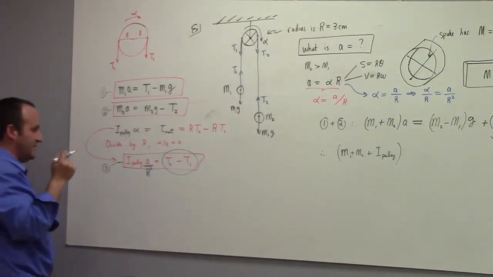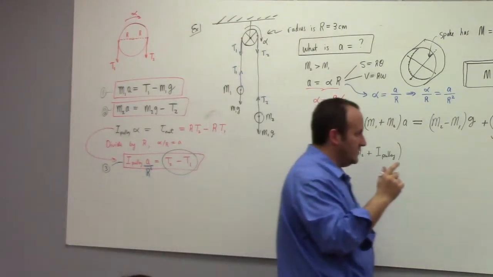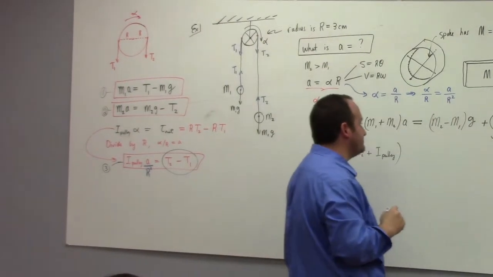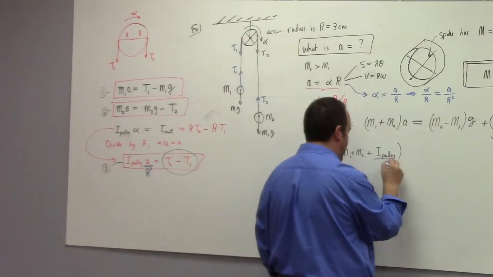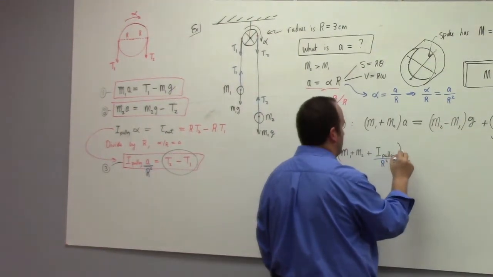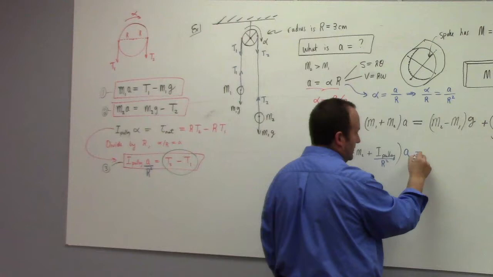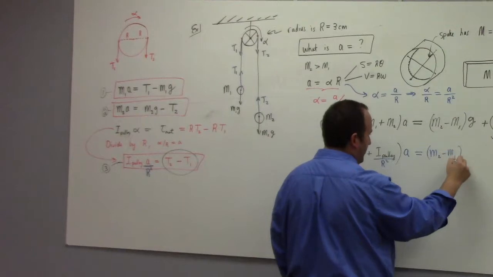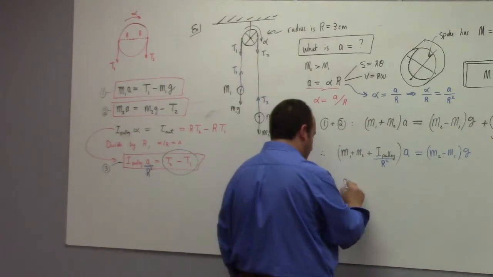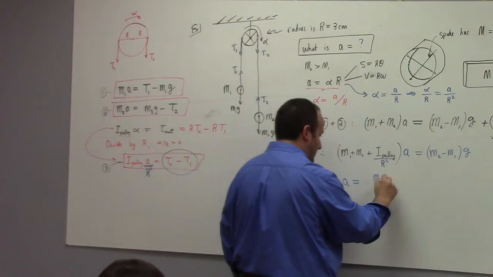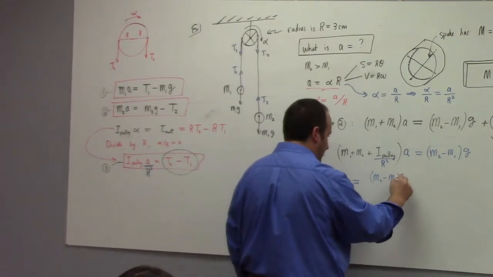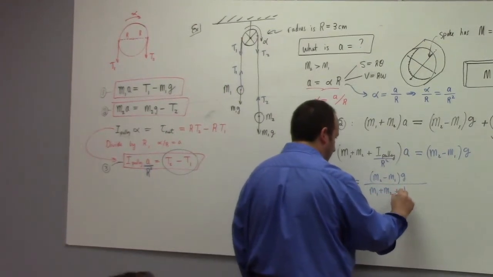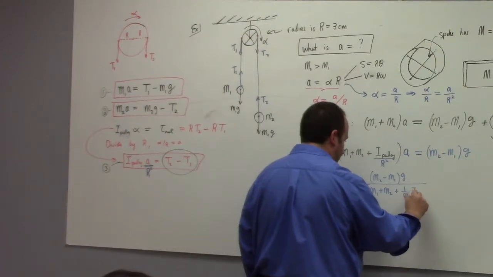But good news, dimensional analysis fixed us. So this is supposed to be divided by r squared, then all is good in the world. So divided by r squared, yay. The acceleration is equal to, apparently, (m2 minus m1) times g. So there you go. The acceleration, in summary, is (m2 minus m1) times g divided by m1 plus m2 plus 1 over r squared times the moment of inertia for the pulley.